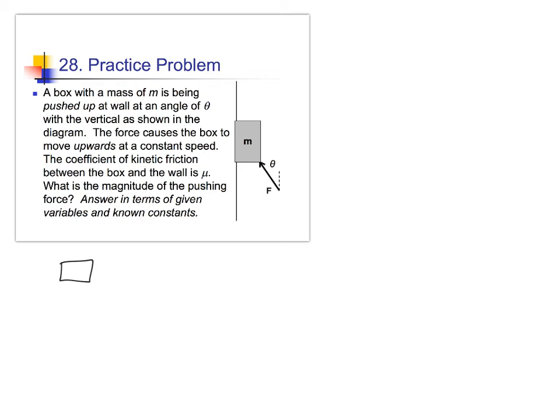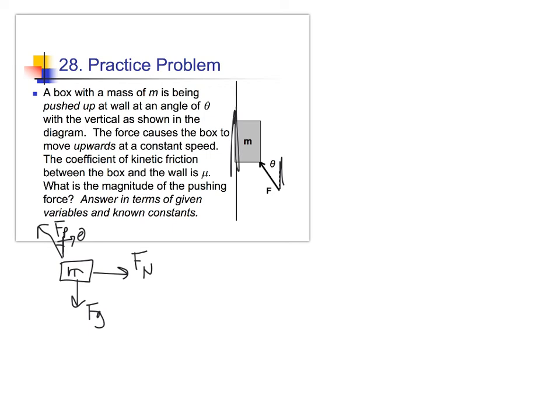So let's think for a second about what forces are acting on this box, which has a mass of m. We have a normal force, and that's actually pushing out on the box because the wall is our surface. We have the force of gravity acting down, of course, because that's always there. We have this pushing force, Fp, at some angle, and that angle is measured from the vertical. And lastly, we have a force of friction.